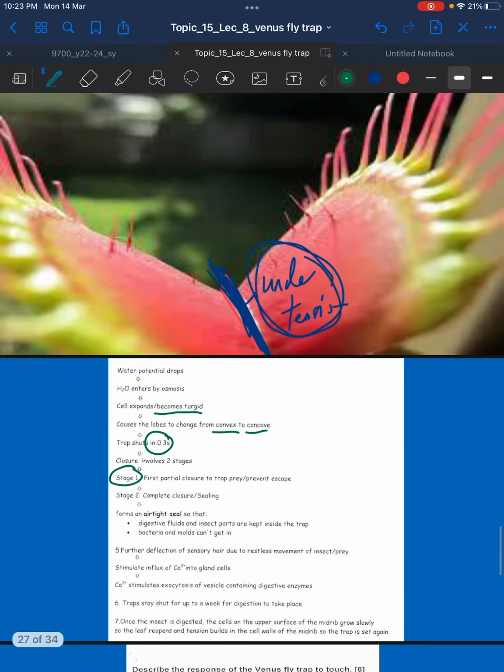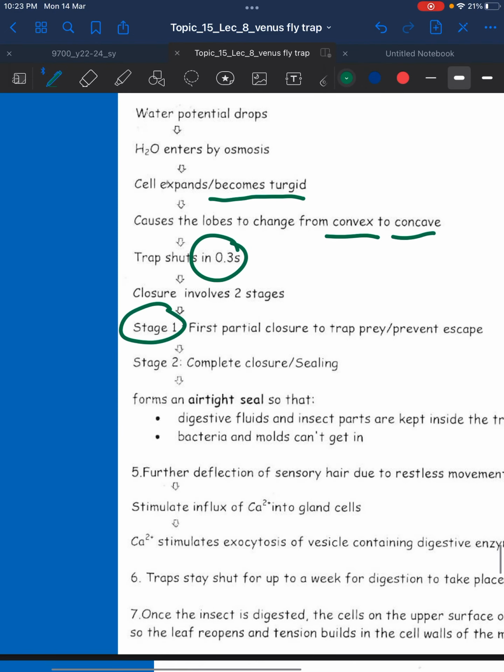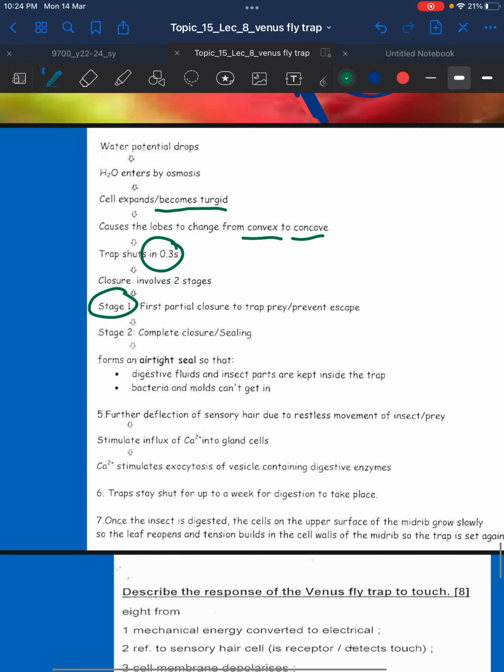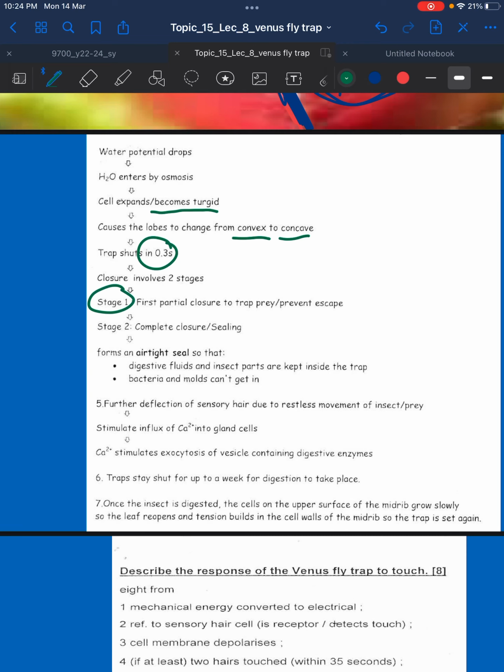So the struggling begins. When it struggles in such a limited space, it will deflect more of the hairs, and that causes more calcium to enter into the cells, and more action potential occurs, and that's when it's fully shut. And what happens when it's already fully shut? The influx of the calcium, this part here is important.